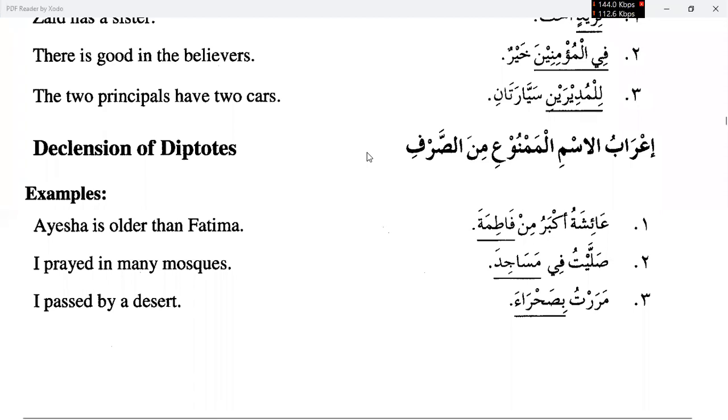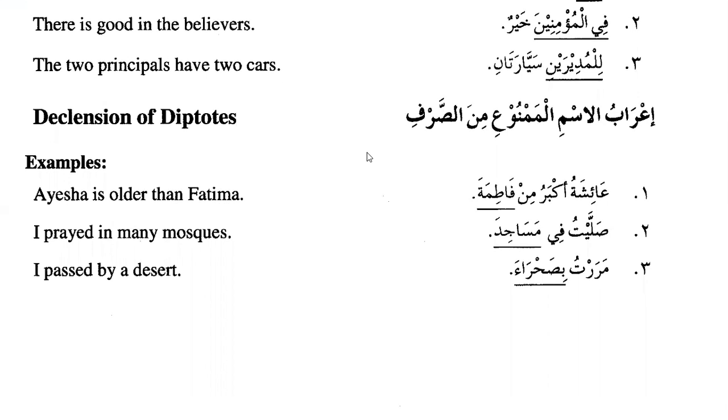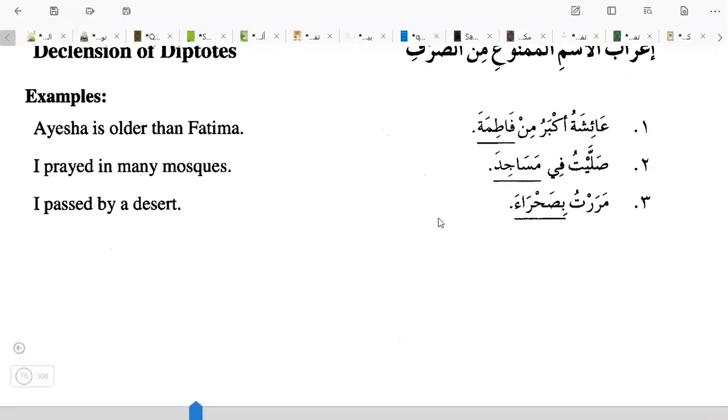Declension of diptotes. Al-irab al-ismi al-mamnu min al-sarf. Examples: Aisha is older than Fatima. Aisha-tu akbaru min Fatimata. I prayed in many mosques. Sallaytu fi masajida. I passed by the desert. Marartu bi sahra'a. So here we see all of these sentences have harfu jar: min, fi, bi, but still we are not using kasra, because they are mamnu min asarf, and with mamnu min asarf you cannot use kasra, you cannot use tanween.